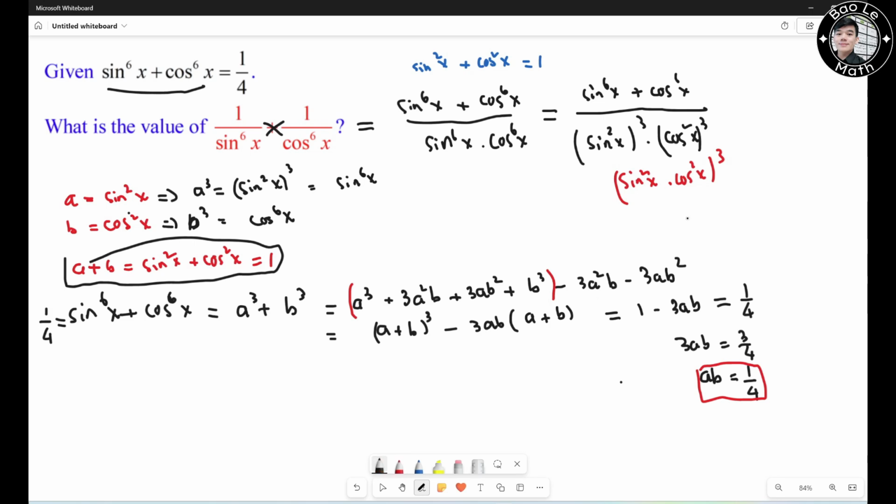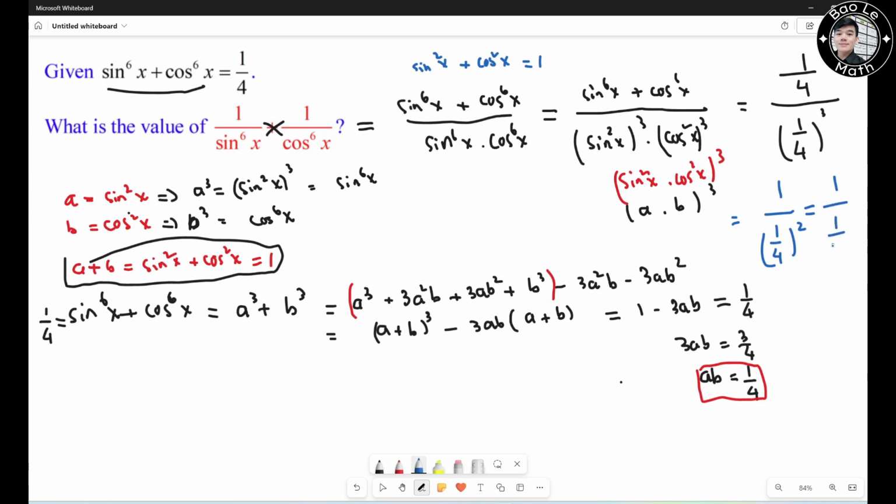And this is actually a times b altogether cube, because a equals sine square of s and b equals cosine square of s. So the top, sine to the sixth of s plus cosine to the sixth of s, is going to be 1/4 right here over a times b cubed, but a times b equals 1/4. So I have 1/4 altogether cube. Now I need to simplify this one. I divide the top and bottom by 1/4, so the top should be 1, the bottom should be 1/4 altogether square. So it's going to be 1 over 16. I flip this one, so the answer must be equal to 16.